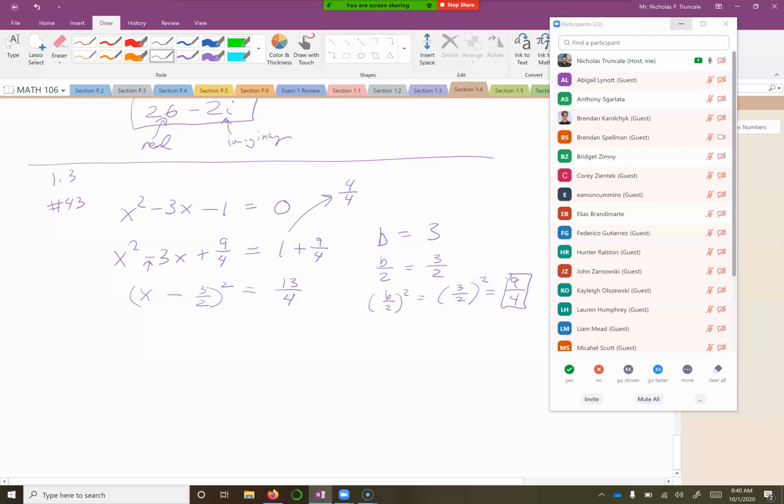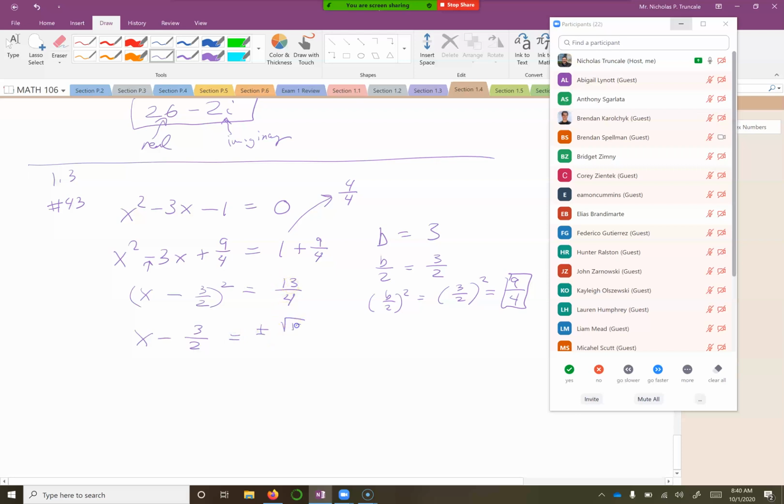Once you get to this step, now the problem becomes the square root method. If you see a big binomial squared on one side, and you can put a number on the other side, go ahead and do the square root method. That's going to be the easiest way. So I'm going to square root everything here. I'm going to get x minus 3/2 equals plus or minus, I'm going to take the square root of this.